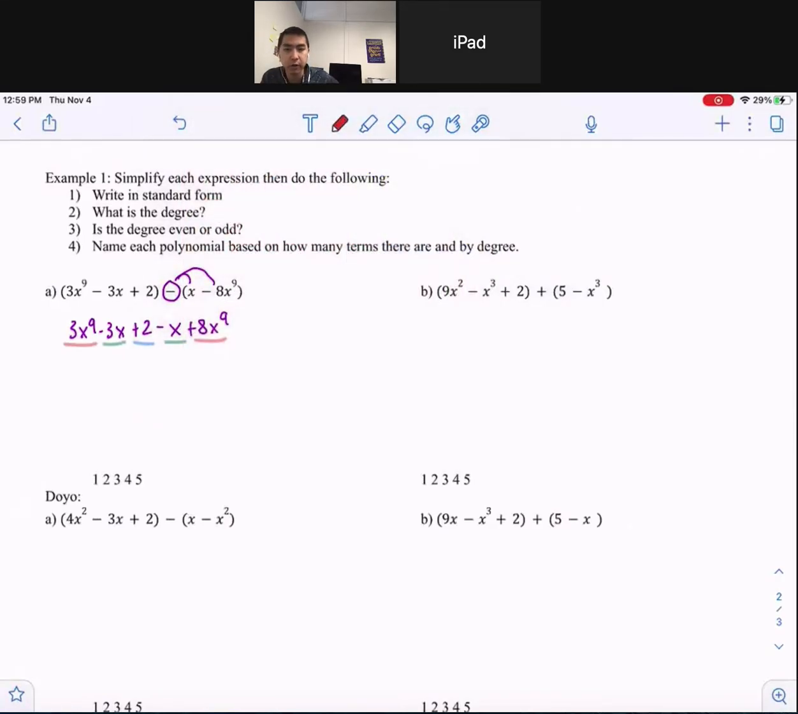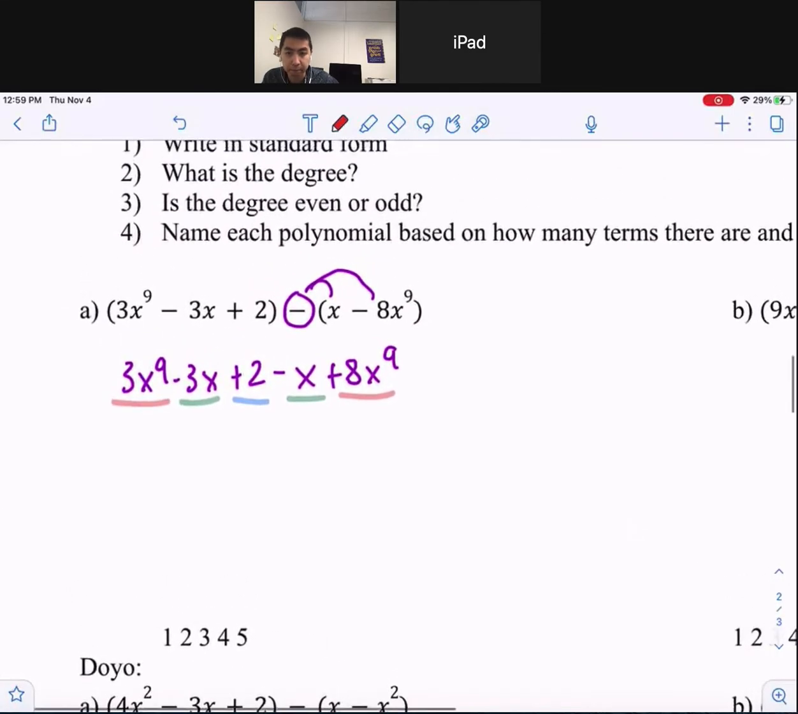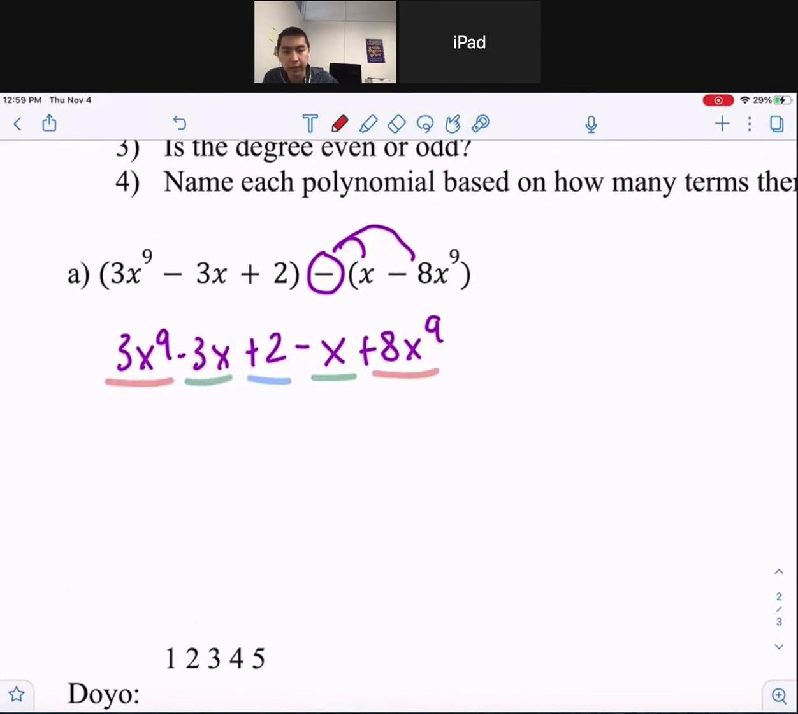So, standard form. Let's get the big ones first, right? 3 plus 8. That's 11x to the 9th power. Now we're going to get the next highest degree, which is the greens. Negative 3x minus x, negative 4x, and then the blue, plus 2.